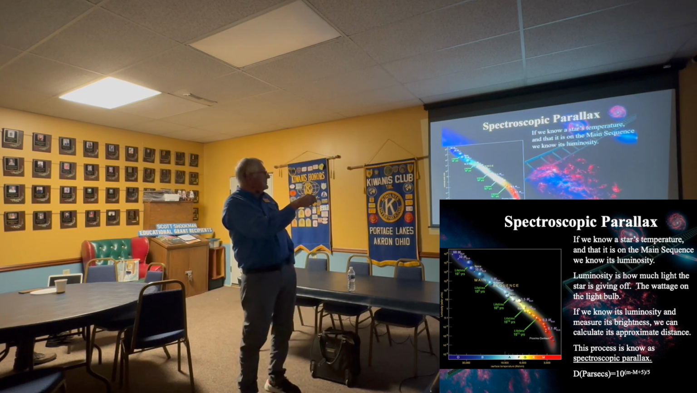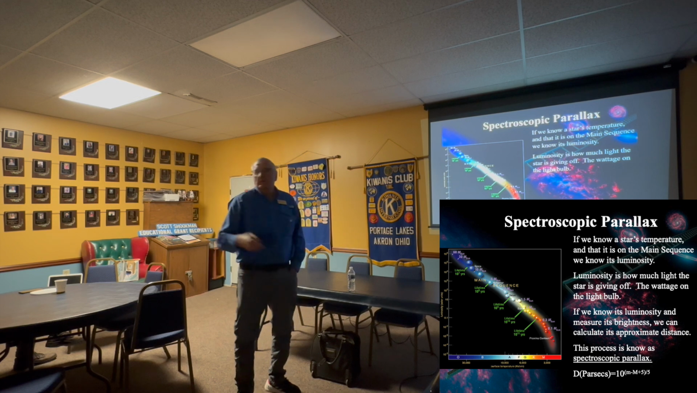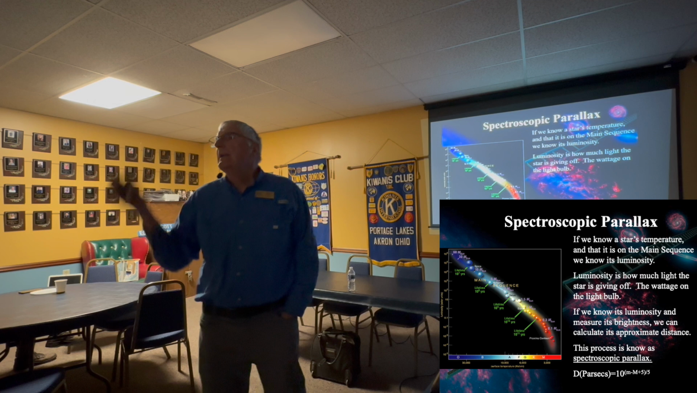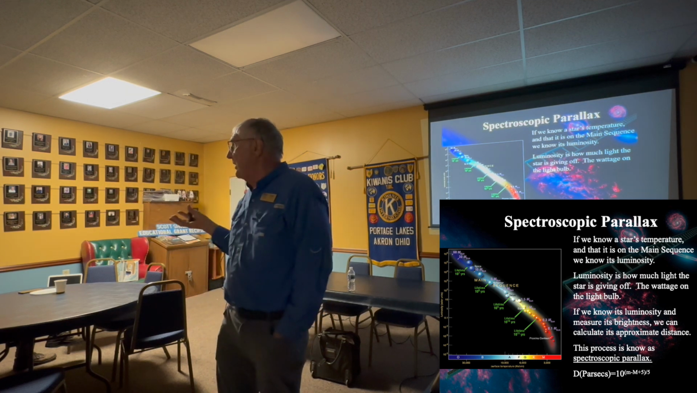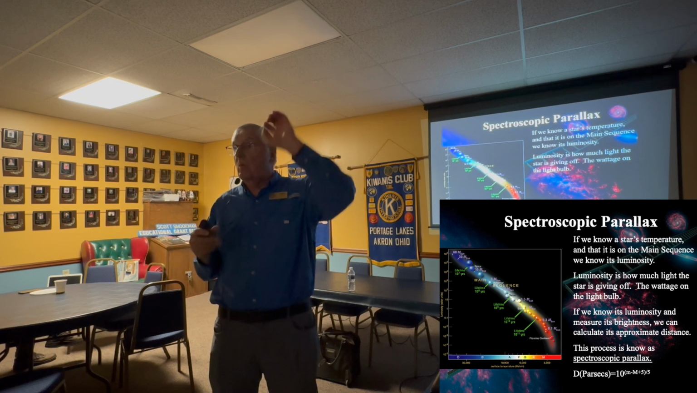Because if you know its temperature, then its luminosity is going to be over here. And the luminosity is how much light the star is actually giving off. Think about it as the wattage on the light bulb. Okay? It's not how bright the star is. Bright depends on how we see it.